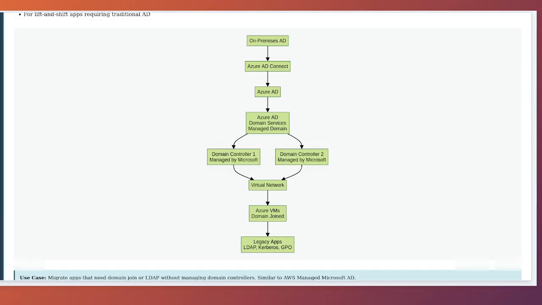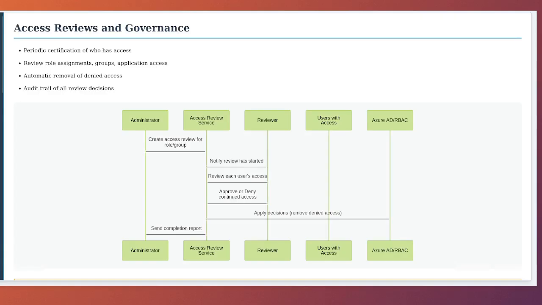For AWS users familiar with AWS Directory Service Managed Microsoft AD, Azure AD Domain Services is quite similar. Both provide managed domain controllers in the cloud, support domain join and group policy, and integrate with cloud directory services for identity synchronization. The key difference is Azure AD Domain Services' tight integration with Azure AD, automatically syncing users and groups without additional configuration. Access reviews and governance.